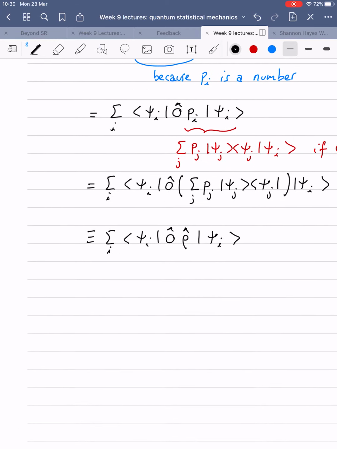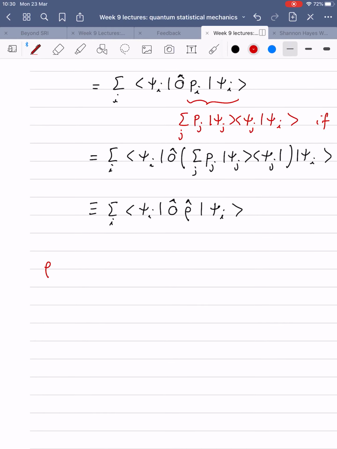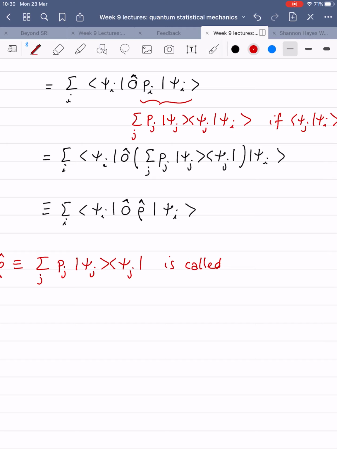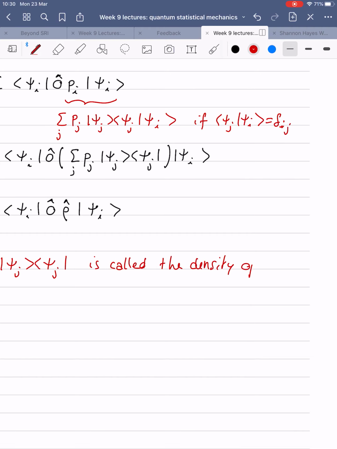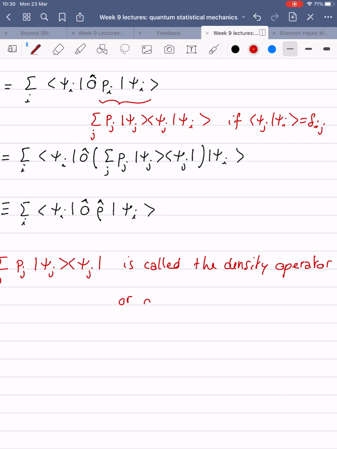Okay, and here I've defined rho, which is equal to the sum over j, p_j, |psi_j><psi_j|, as being, so rho is called the density operator. Okay, or sometimes it's called as well the density matrix. It depends on the books you are looking at. So that could be directly quantum mechanics textbooks or statistical mechanics textbooks.